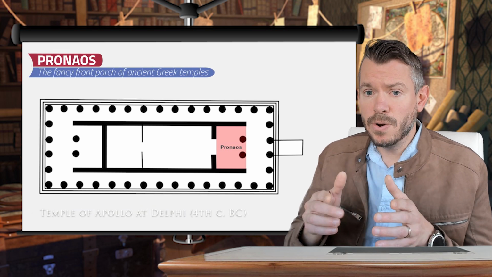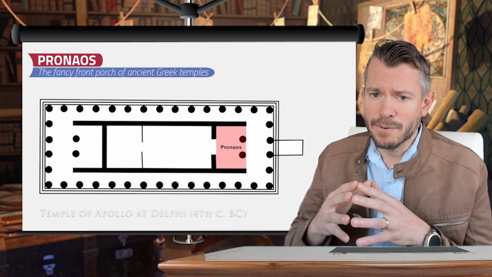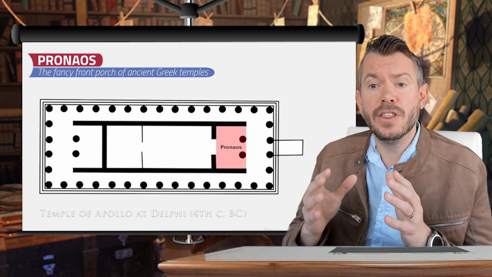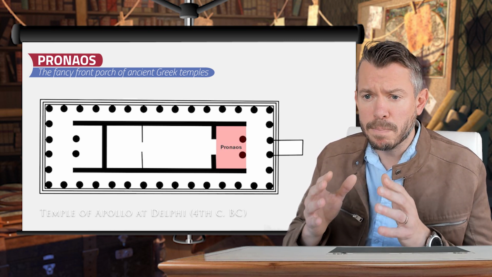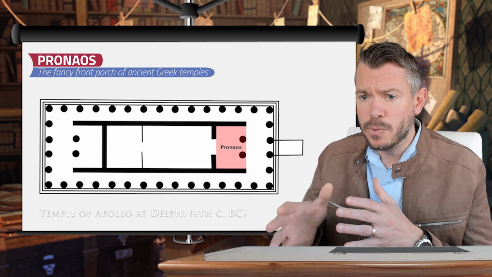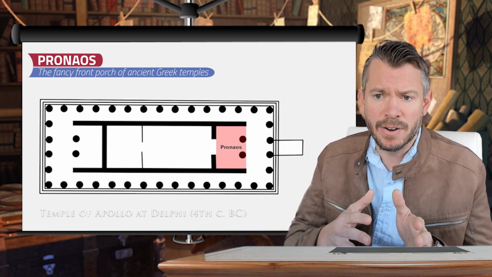Let's go ahead and start with the pronaos, the fancy front porch. Before entering the inner sanctuary, you'd step into the pronaos, the temple's front porch. This wasn't just an entrance. It was a transitional space between the outside world and the divine realm.